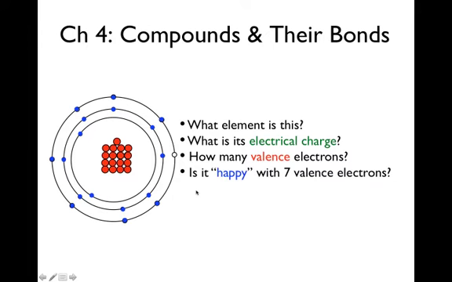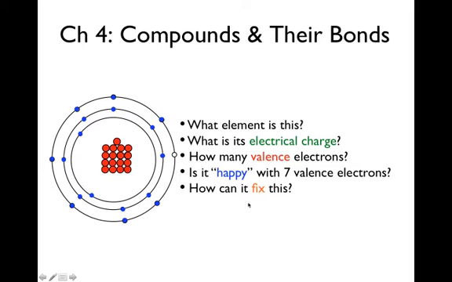Next question. Is it happy with 7 valence electrons? Now, I put happy in quotes, again, obviously, because the chlorine atom doesn't have emotions, but we can basically ask, does the chlorine atom prefer to be in this state? And the answer to this is no, because of one of the rules that we discussed in the previous unit. The rule is basically that atoms prefer to have their outermost shell either completely filled or completely unfilled with electrons. And the way that it stands right now, this chlorine atom has an empty slot in its outermost shell. So it does not prefer to be in this state.